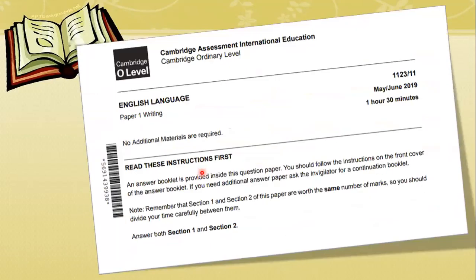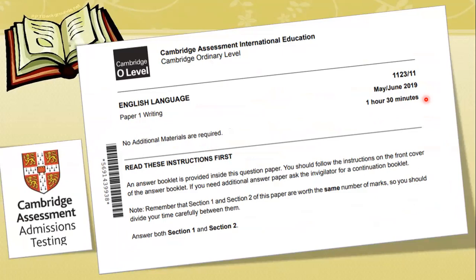This is how the paper is patterned by Cambridge. For Paper 1, you can see the duration for this paper is 1 hour 30 minutes, and in this duration you attempt 1 directed writing and 1 composition. The marks for this paper are 30 marks for directed writing and 30 marks for composition. So on the whole, it is a 60 marks paper.